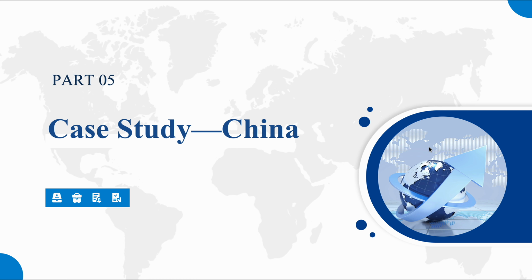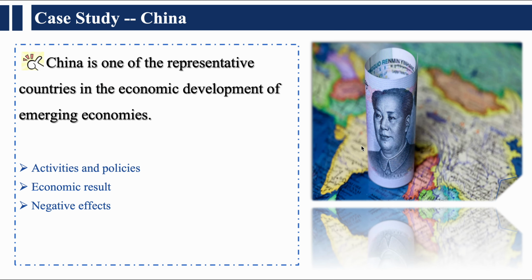Now, let's dive into our case study focusing on China. China serves as a representative country in the economic development of emerging economies. We will examine activities and policies implemented to adapt to globalization and the economic consequences resulting from these measures. Finally, the negative effects, particularly the issue of regional imbalance.